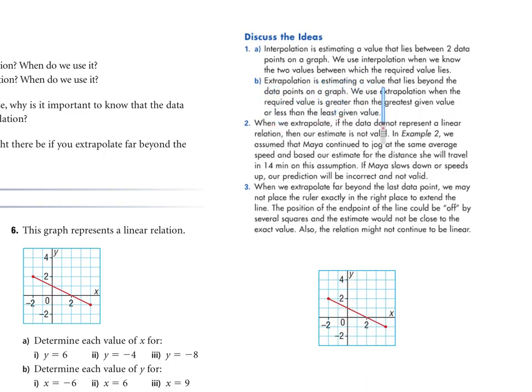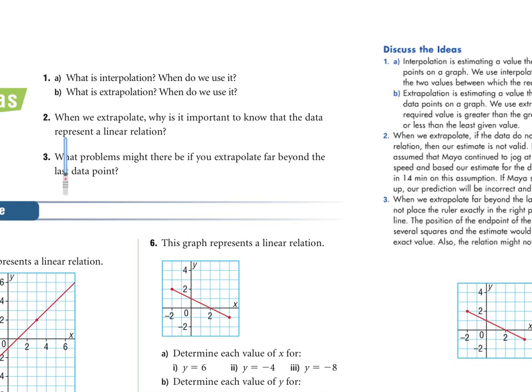Extrapolation is estimating a value that lies beyond the data points on the graph. We use extrapolation when the required value is greater than the greatest given value or less than the least given value. In other words, if we need to look beyond the data on the chart, if we need to extend the chart to predict what a value will be, that's when we are using extrapolation.